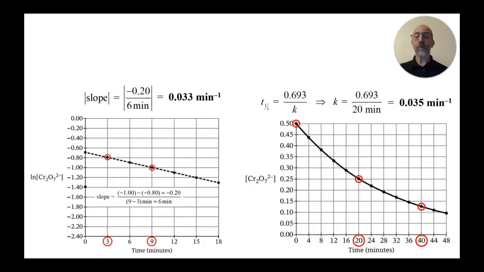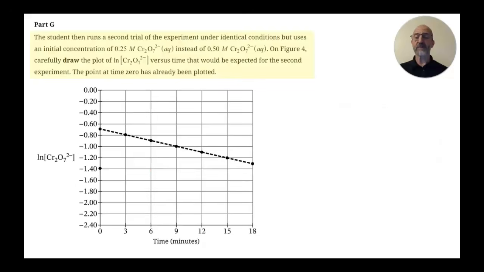Now there's one more point in question 2, and we have to draw a line. We have to draw the plot of natural log of the dichromate ion versus time when we start with an initial concentration of 0.25. Now that's 0.25 molar, and the natural log of 0.25 molar would be negative 1.4.